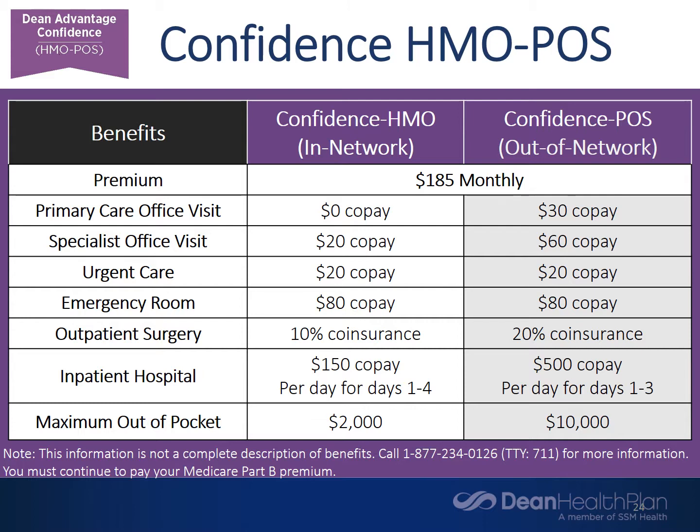Some key features of the Confidence out-of-network plan are $30 copay for primary care office visit, $60 copay for specialist office visit, $20 copay for urgent care, $80 copay for emergency room, 20% coinsurance for outpatient surgery, $500 copay per day for days 1 through 3 for inpatient hospital care. Days 4 through 90 would be covered at 100% per benefit period, and a $10,000 maximum out-of-pocket.